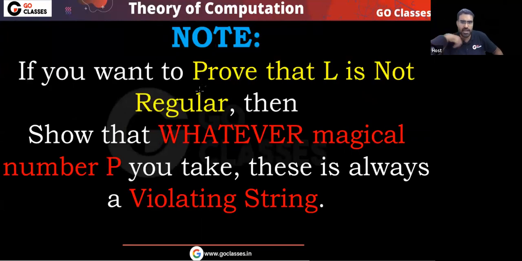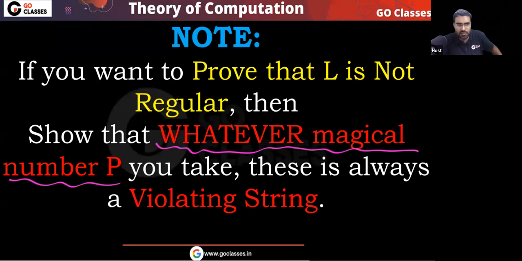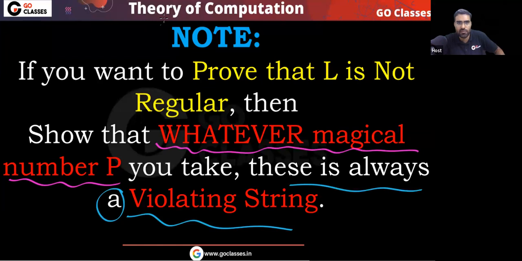Very simple. Now tell me, if you want to prove that L is not regular, what will you do? You will show that whatever magical number I take, for every magical number, there is a violating string. There is some violating string. This slide is important. Please read this and tell me, did you understand this?